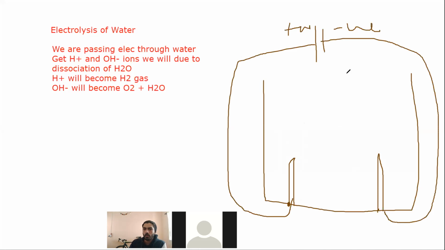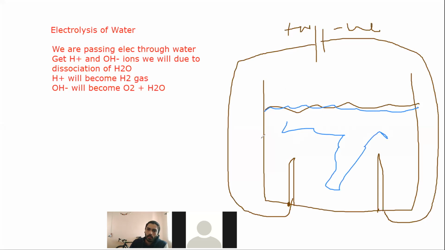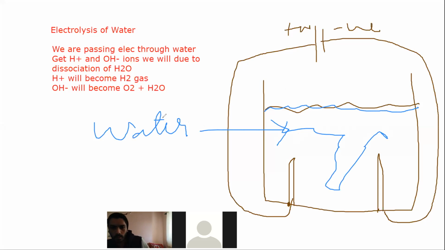Now, this is nothing but water. इधर water है. Okay, this is water. So I'm just writing water over there. What I'm doing right now is I'm going to be passing electricity, matlab battery, and I have 2 electrodes. This will be what people, cathode or anode? उसको positive connect किया है.